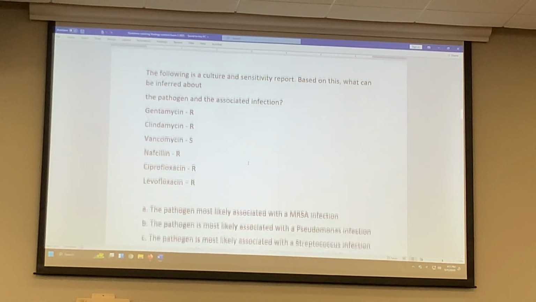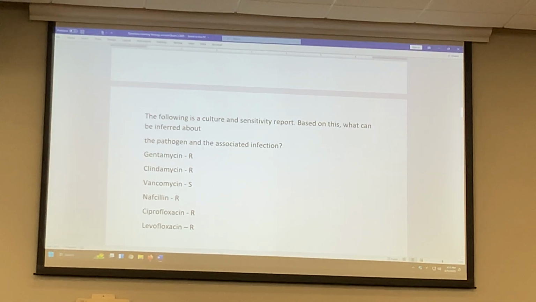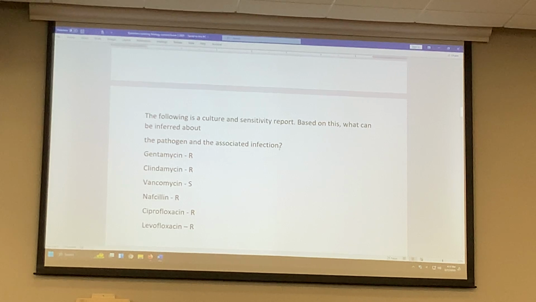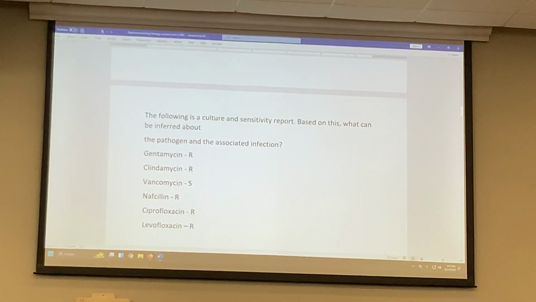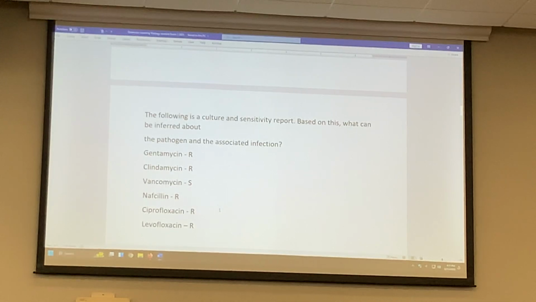So now we have a culture and sensitivity report. Based on this, what can be inferred about the pathogen and the associated infection? So look carefully. Gentamicin resistant, clindamycin resistant, vancomycin susceptible, nafcillin resistant, ciprofloxacin resistant, levofloxacin resistant. So let's start with the one that is susceptible. What would that be? Susceptible to vancomycin.